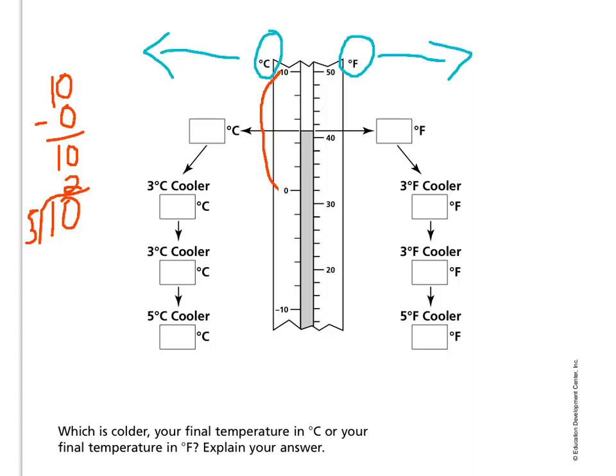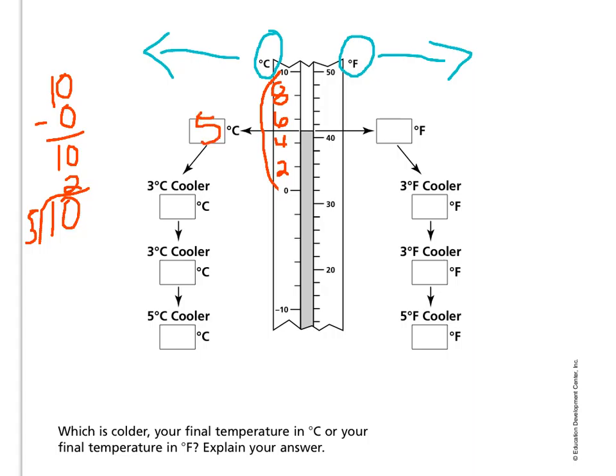So I know that 0 plus 2 is 2, 2 plus 2 is 4, 4 plus 2 is 6, 6 plus 2 is 8. So now that I have those labeled, I can go ahead and see exactly where the arrow is pointing to. And it's in between 4 and 6 degrees Celsius. And I know that in between 4 and 6 is 5 degrees Celsius.